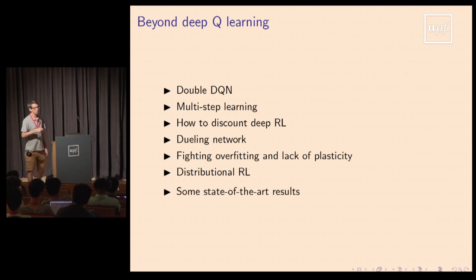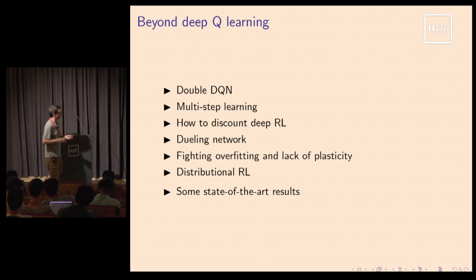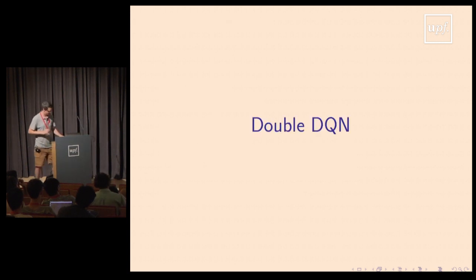Okay, so now we will look at these different things. These are all different techniques that have been used successfully to improve the learning on top of deep Q networks. So for now, we are still in the model-free, value-based, Q learning-based results, except distributional RL, which cannot be fully called Q learning-based. We'll see that in a moment.